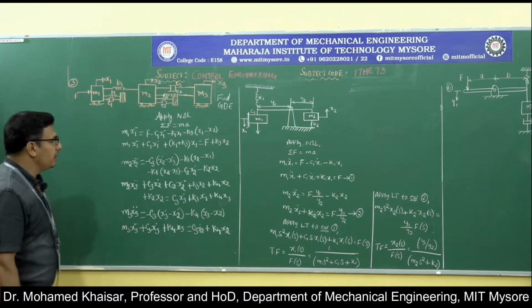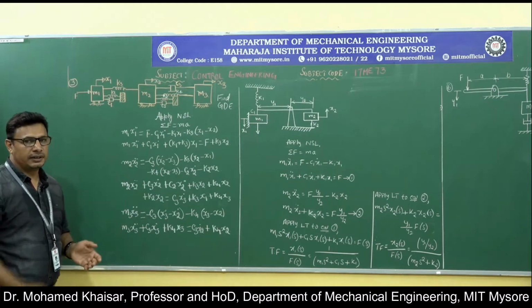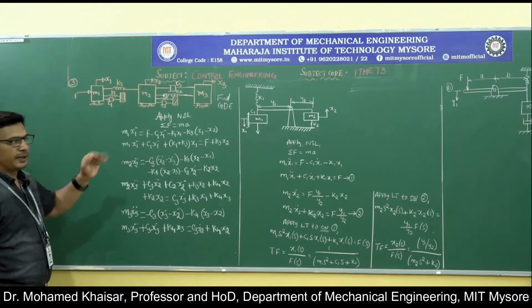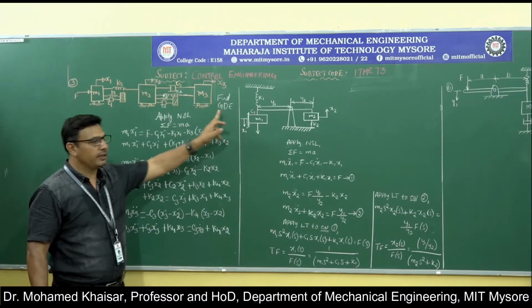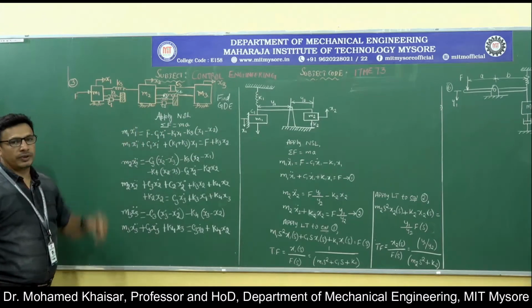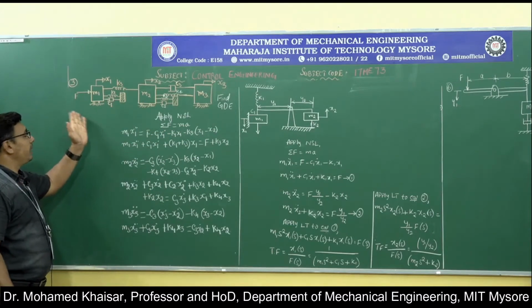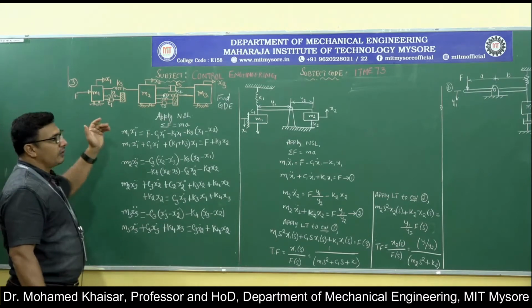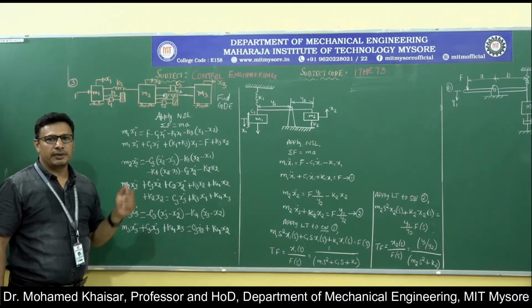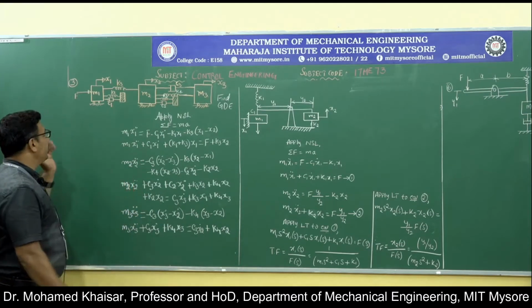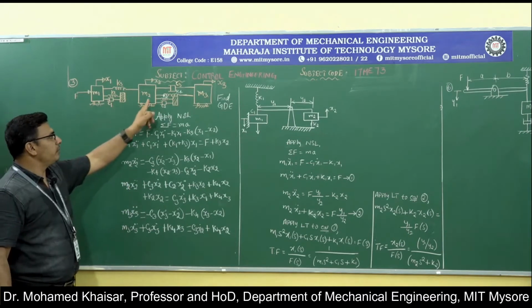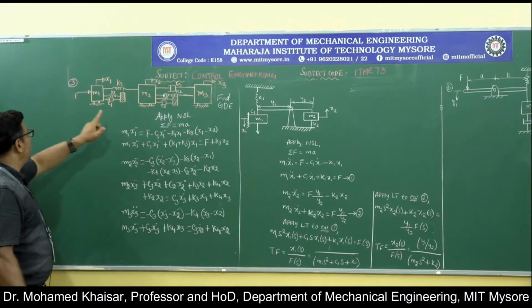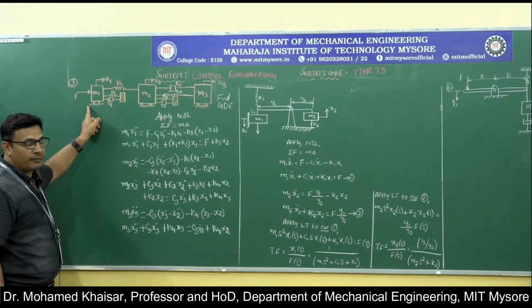Let us start problem number 3, wherein the question asked is to find the governing differential equation for the system shown over here. As you can see, it is a much more complicated system compared to the previous two problems that we have solved. Here there are three masses m1, m2 and m3, and there is a disturbing force F.